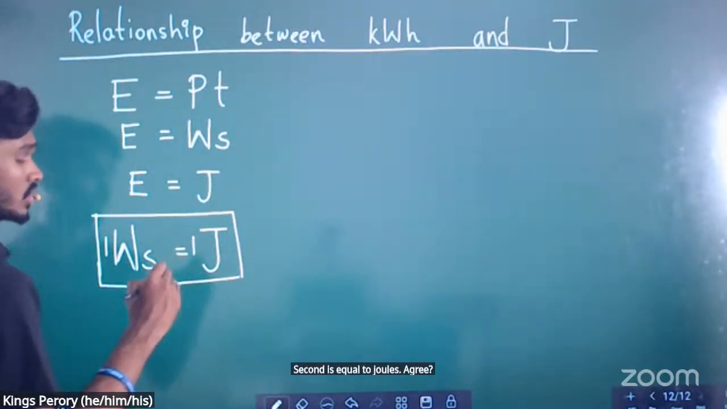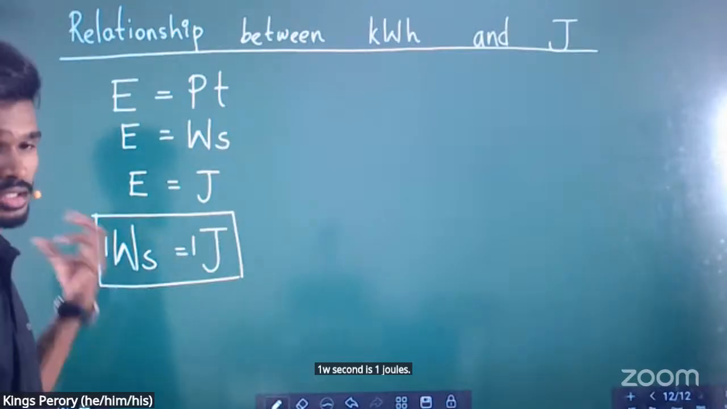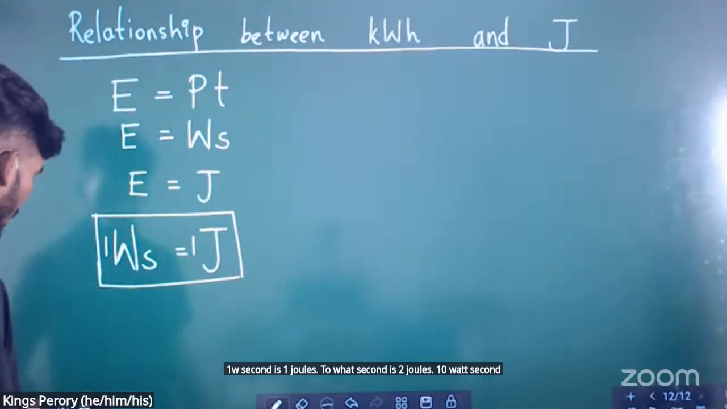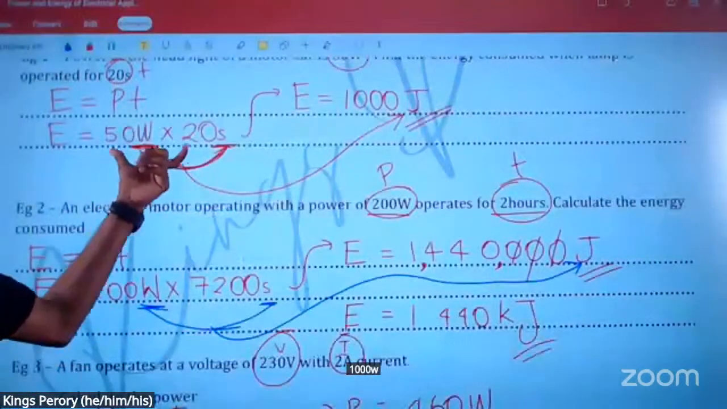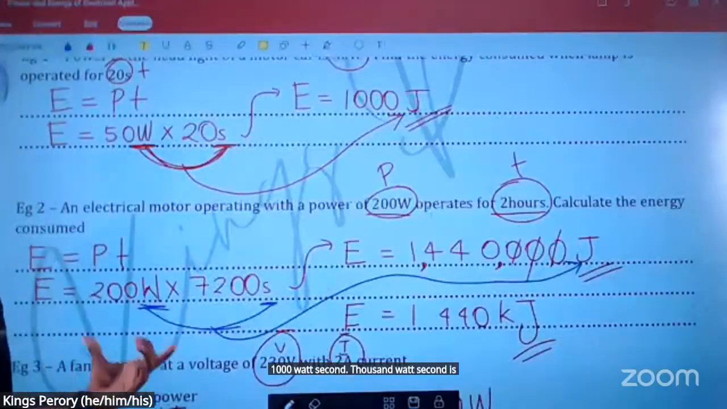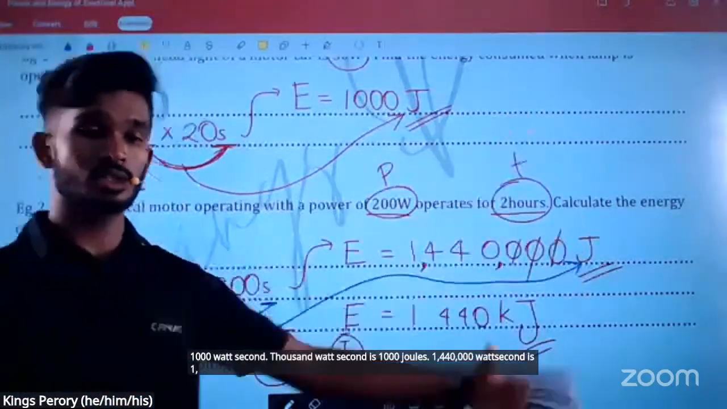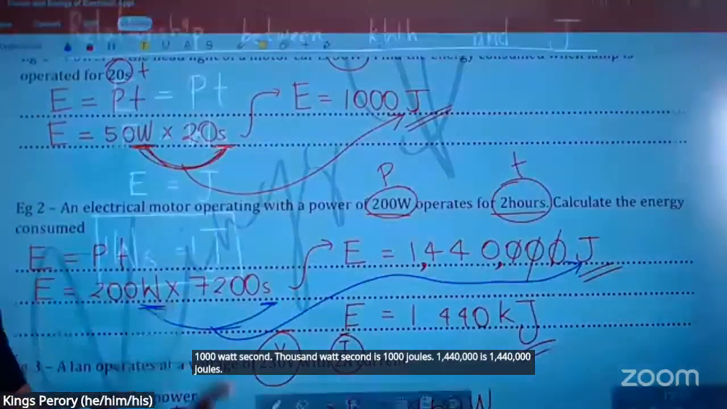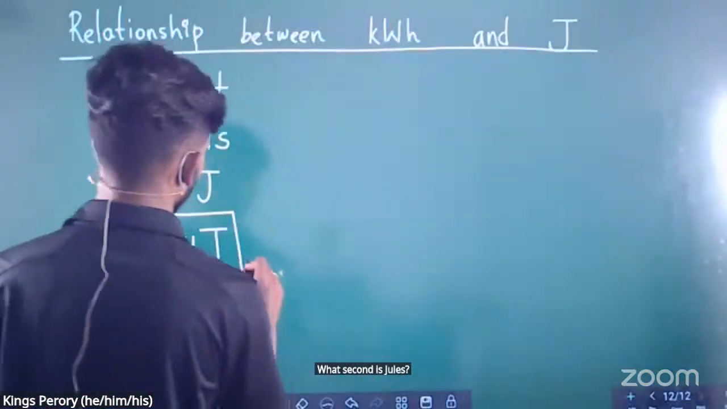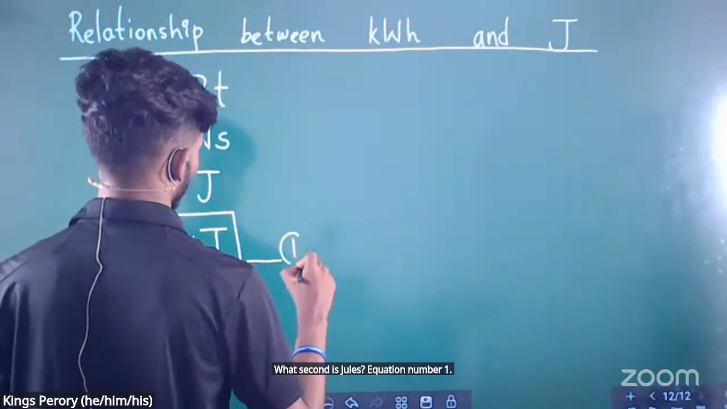1 watt second is 1 joule. 2 watt second is 2 joules. 10 watt second is 10 joules. 1000 watt second is 1000 joules. 1,440,000 watt second is 1,440,000 joules. Watt second is joules. Equation number 1.